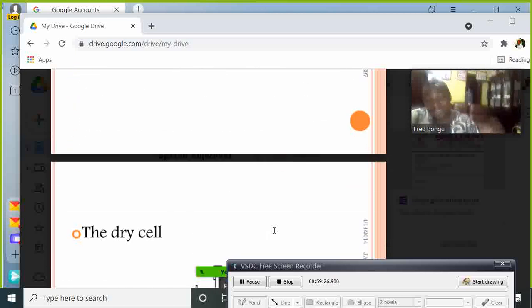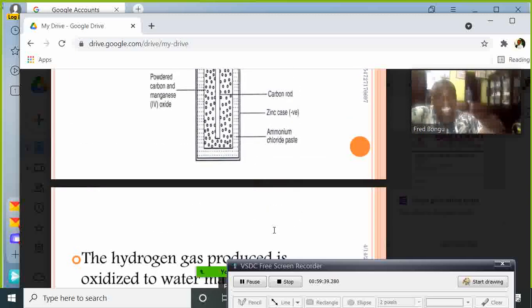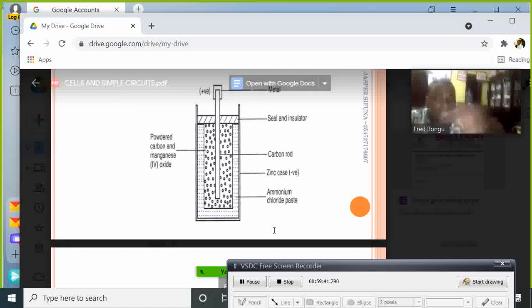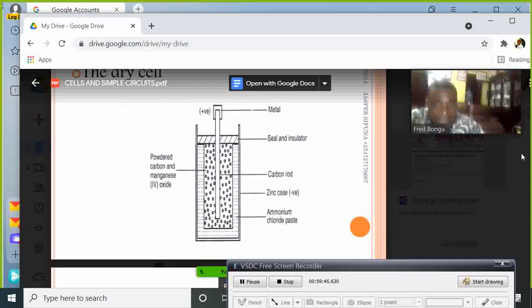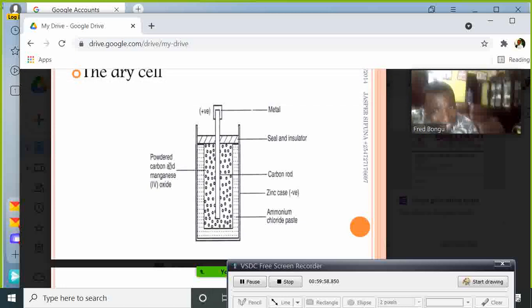Remember, a powder is crushed, therefore it increases the surface area. So that's where a powder works better than a solid, because the powder is crushed, increasing the surface area of the action. This is actually this cell now, the one on the screen. So we have the copper head. The head is what we call the positive. And then this carbon rod, the one which is going to be the positive, is surrounded by powdered carbon, to increase the effectiveness of the carbon rod.